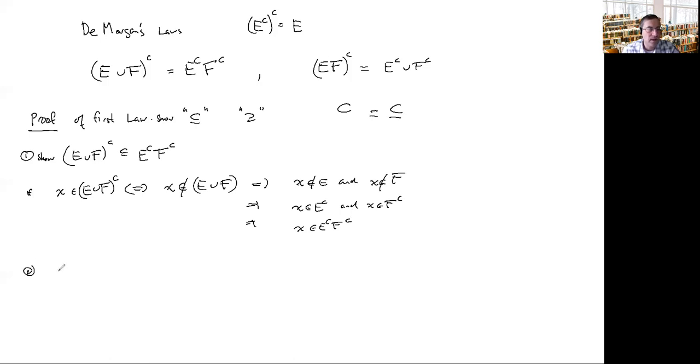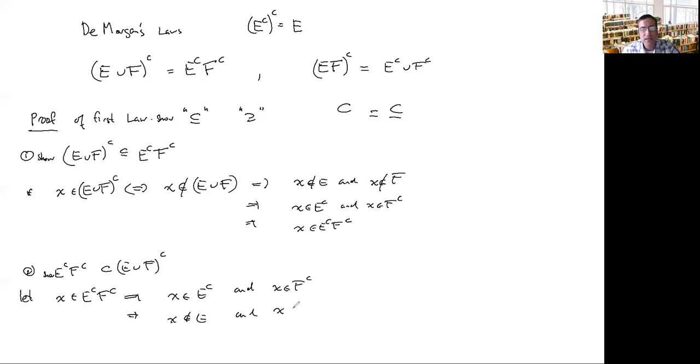Now we're going to show the opposite direction. We're going to show that E complement intersect F complement is a subset of E union F complement. How do we do that? Well, we take X to be any element of E complement intersect F complement, and that means that X is an element of E complement and X is an element of F complement. But that means that X is not an element of E and X is not an element of F. So it's in neither set. But if it's in neither set, then X is not an element of E or an element of F. So that implies X is in E union F complement.